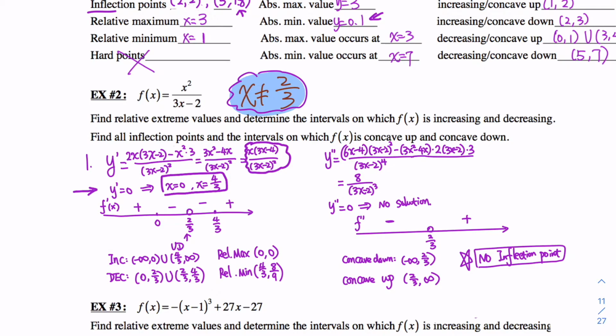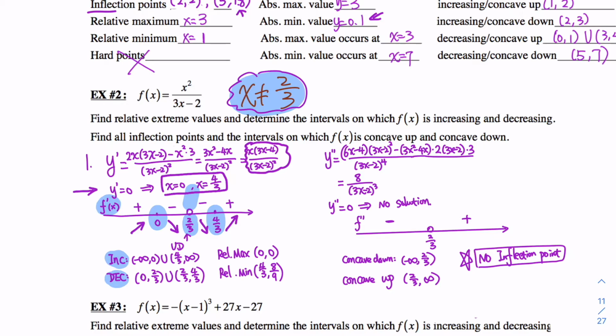However, when I draw the number line, I put the critical points here, and I also put the point 2 over 3 here, because 2 over 3 is not defined. Then I do the sign analysis. I check the first derivative, which gives me the increasing and decreasing intervals, and the relative max and relative min. From increasing to decreasing gives a maximum, and decreasing to increasing gives a minimum.